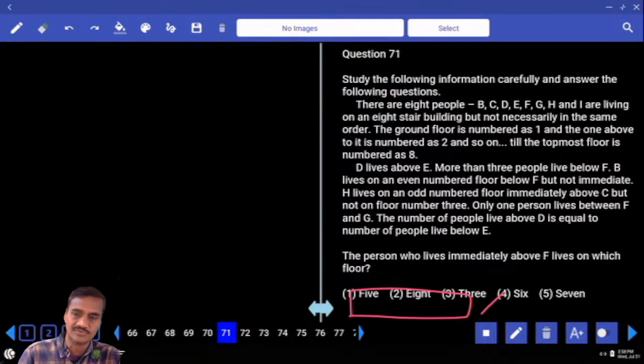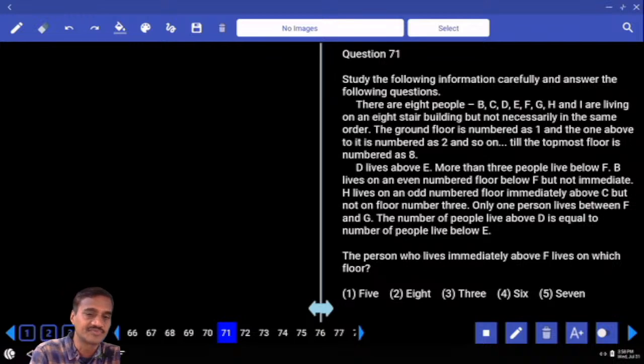Then 71 onwards. Now in this 71, 8 people were living on 8 different floors of a building. And definitely under the first priority: 8, 7, 6, 5, 4, 3, 2, and 1. Now these are the 8 persons we have.